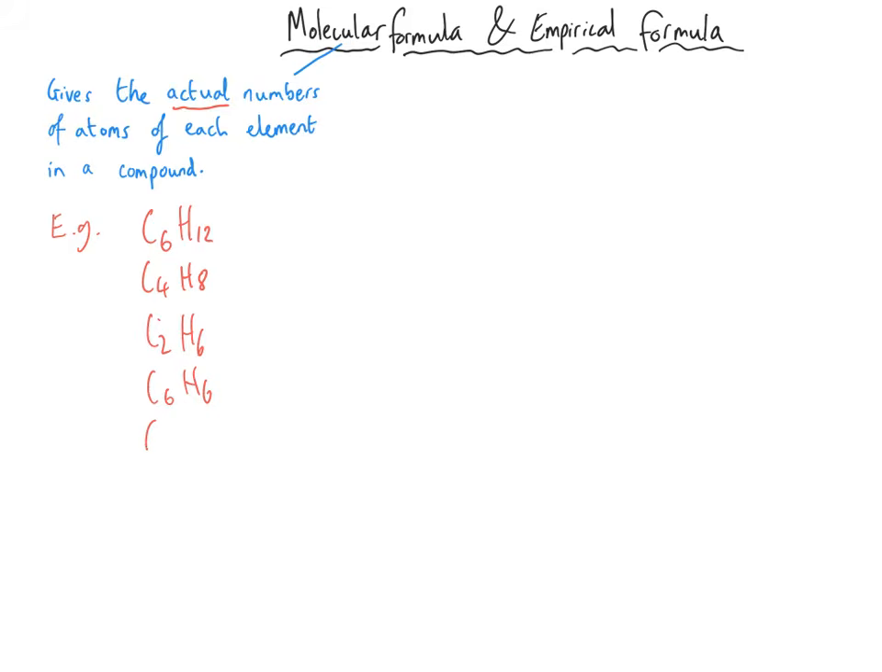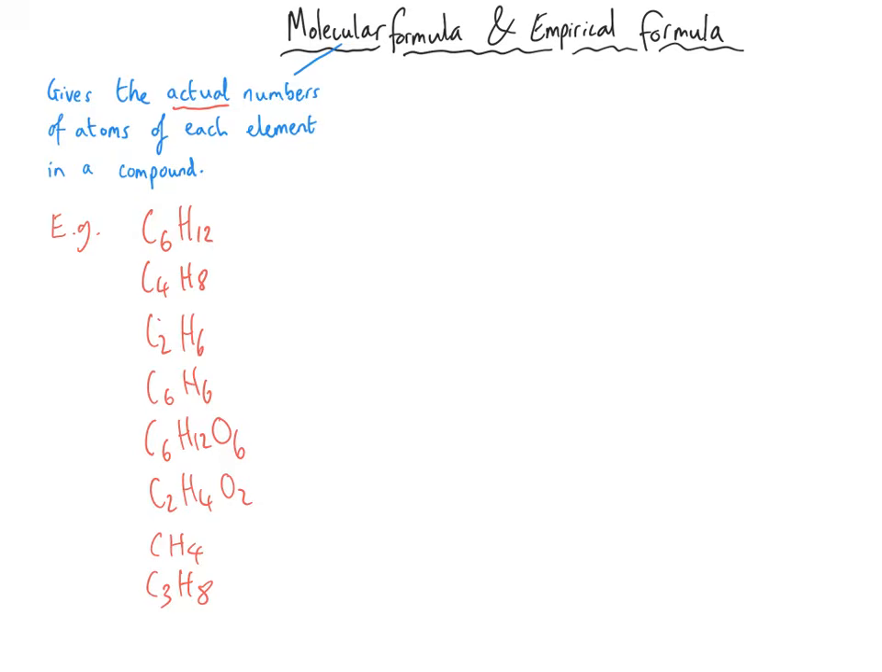C6H6, C6H12O6, and C2H4O2. These are all different formulae, and they show how many atoms of carbon and how many atoms of hydrogen, and in some cases how many atoms of oxygen there are in these molecules. And I'll finish with C3H8 on there. So these 8 are all molecular formulae. They tell us precisely how many atoms of each element there are in a compound.